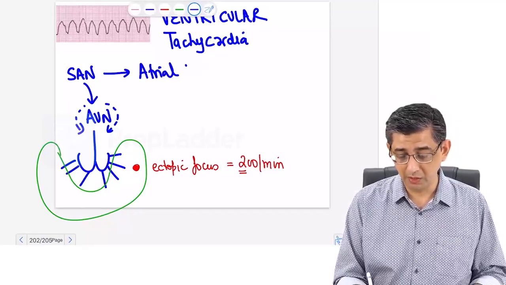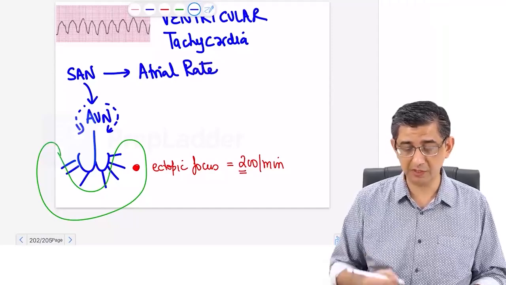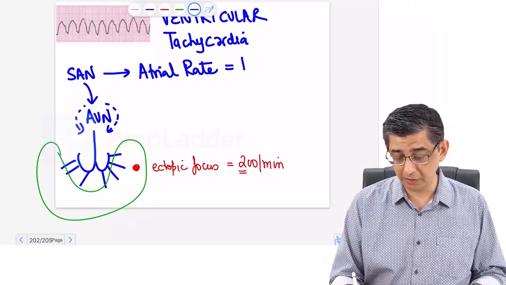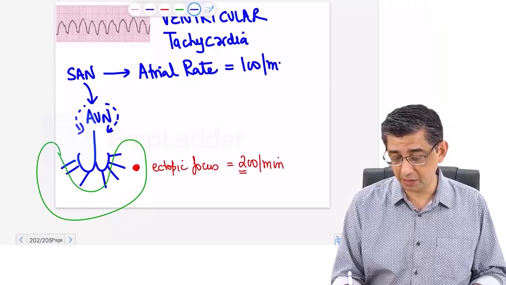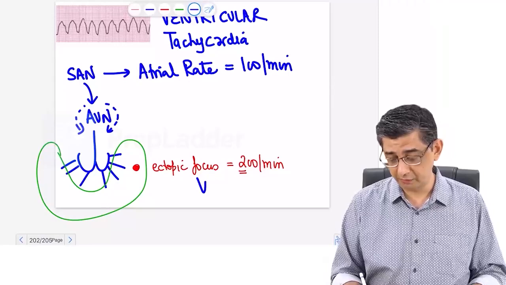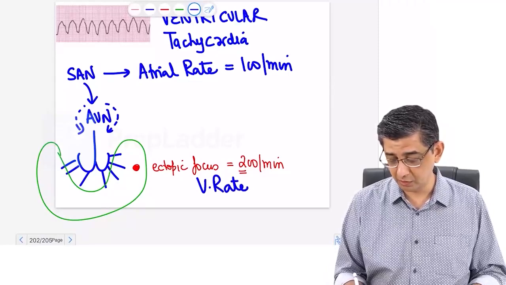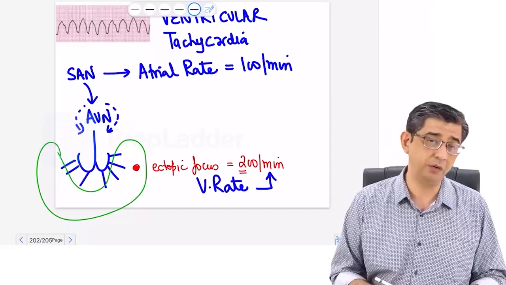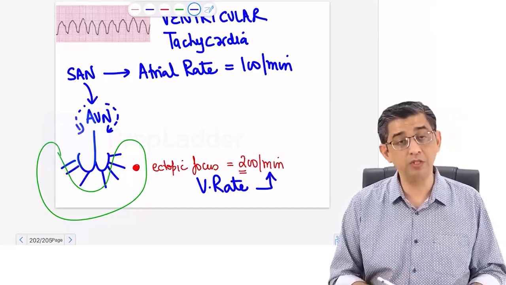But you see, the ectopic focus is firing much faster. The ventricular rate of the patient will definitely not be maximum 100 per minute. The ventricular rate will be 200 per minute. Why? Because it is the ectopic focus that will be controlling the heart. And how will this ectopic focus fire?